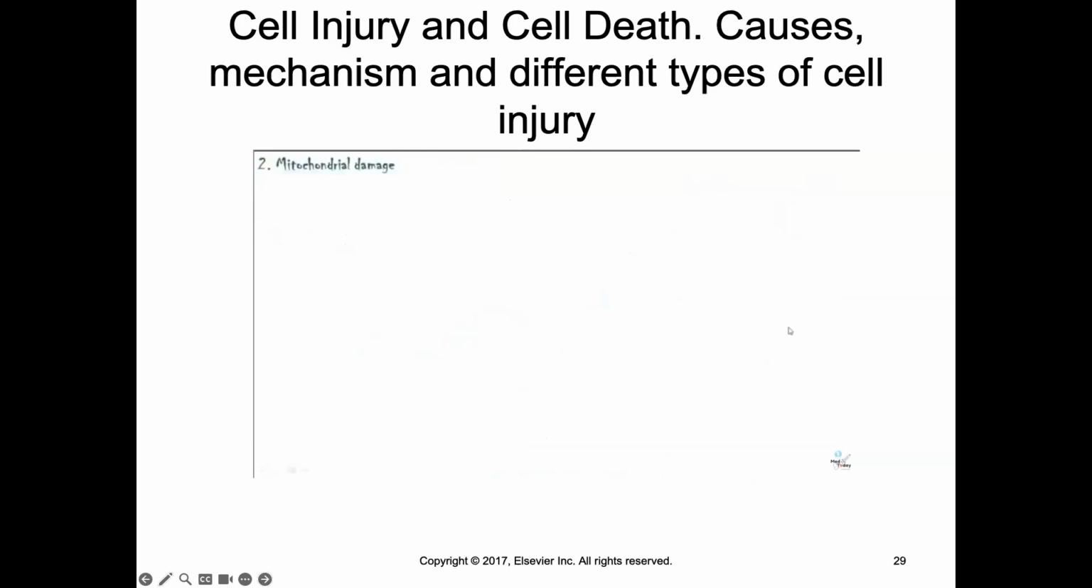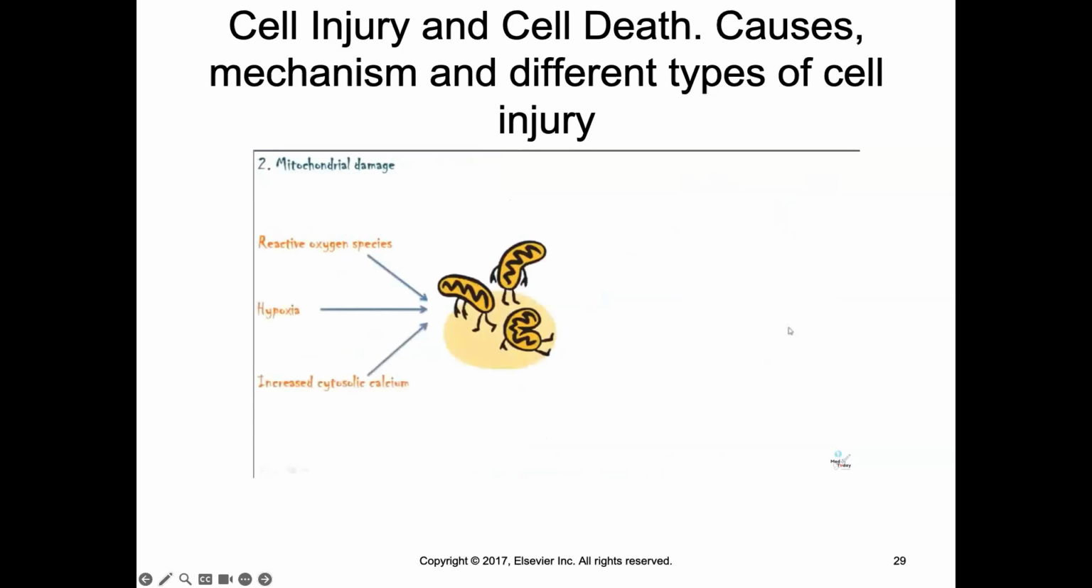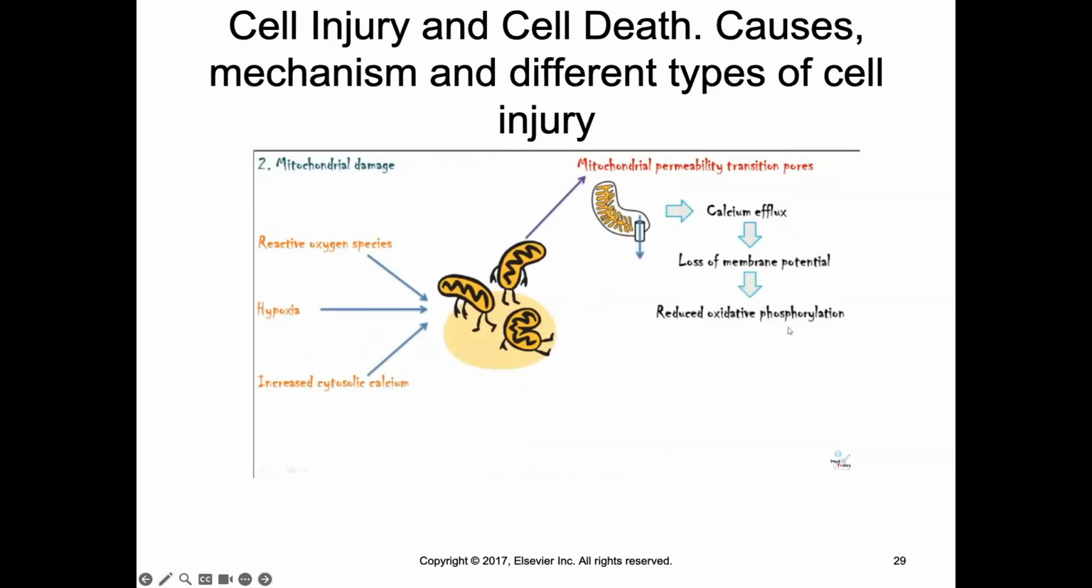The second mechanism is mitochondrial damage. Mitochondria can be damaged by reactive oxygen species, hypoxia, and increased cytosolic calcium levels. There are two major consequences of mitochondrial damage. One is formation of high conductance mitochondrial permeability transition pores. These channels allow ions to leak freely, causing loss of mitochondrial membrane potential. This impairs oxidative phosphorylation and causes further reduction in ATP synthesis.